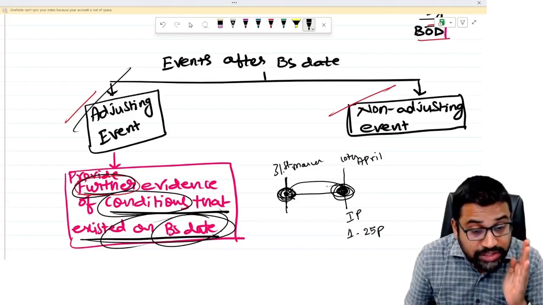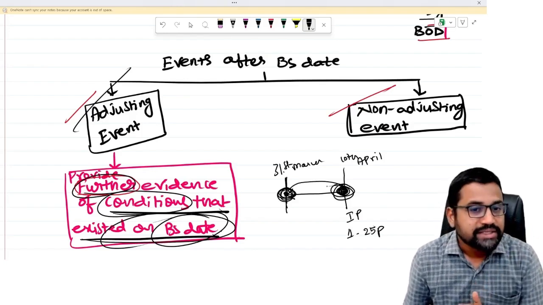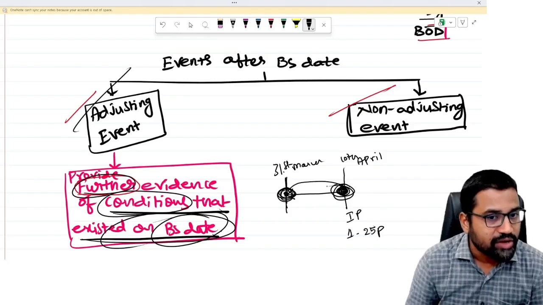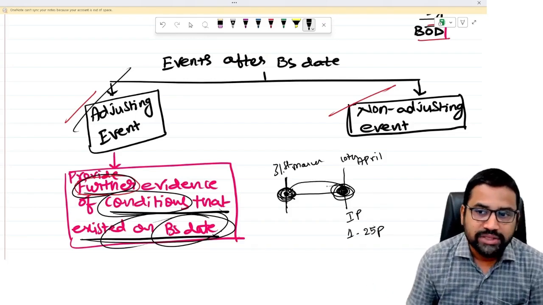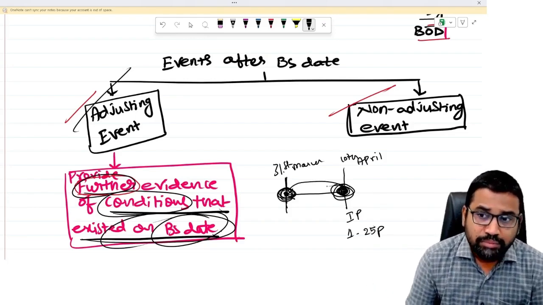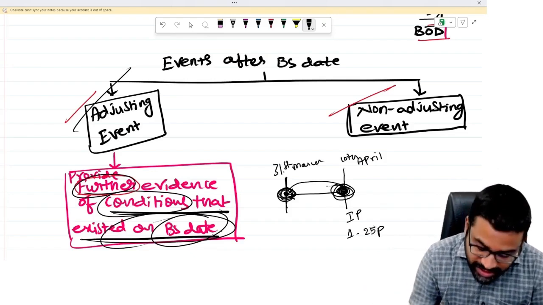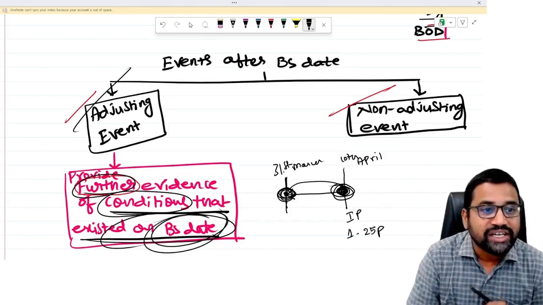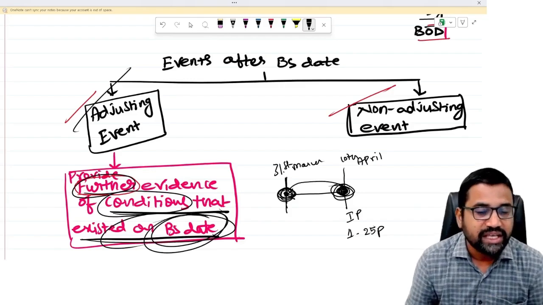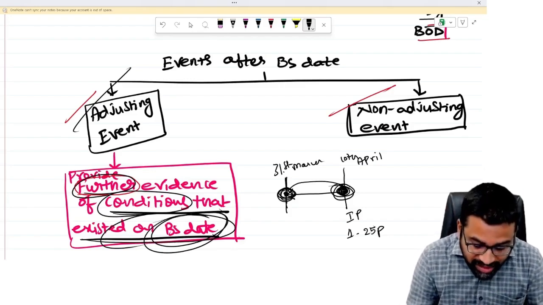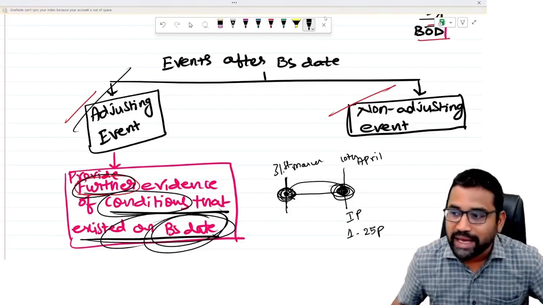On 31st March, we know the fire had already happened. Suppose, for example, by 31st March the fire had not happened. The fire happened after 31st March. Then it will become a non-adjusting event, right? Because to become an adjusting event, the conditions must have existed on the balance sheet date. Look at the definition in Ind AS 10: provide further evidence of conditions that existed at the balance sheet date.